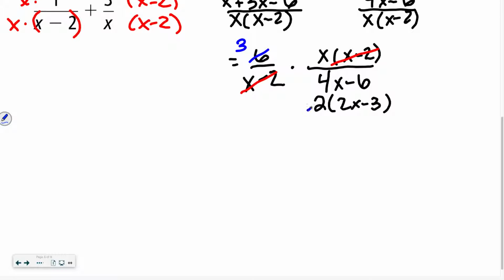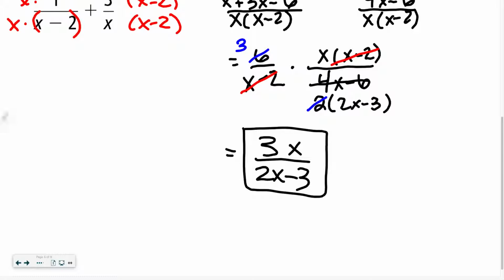This is a 3 and this goes away. So then I'm left with what? 3x in the numerator, and this one I had factored, so then I just have 2x minus 3. Thank you. Don't get cancel happy. You can't cancel any of the x's. It's done. Questions, concerns? Okay, we'll do one more, then you'll have some time to work.